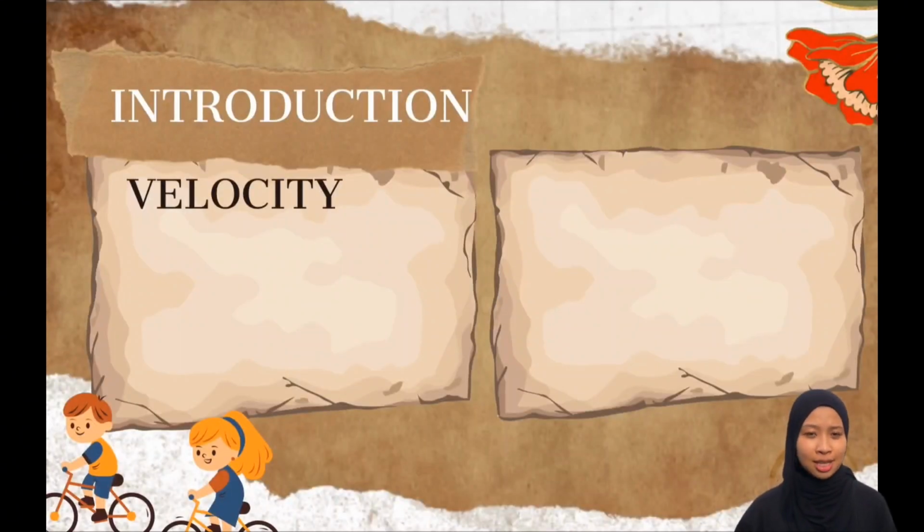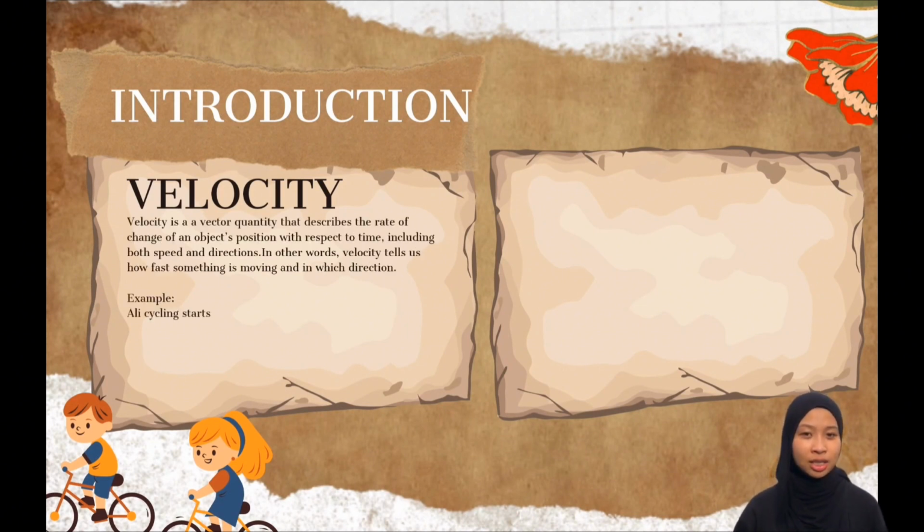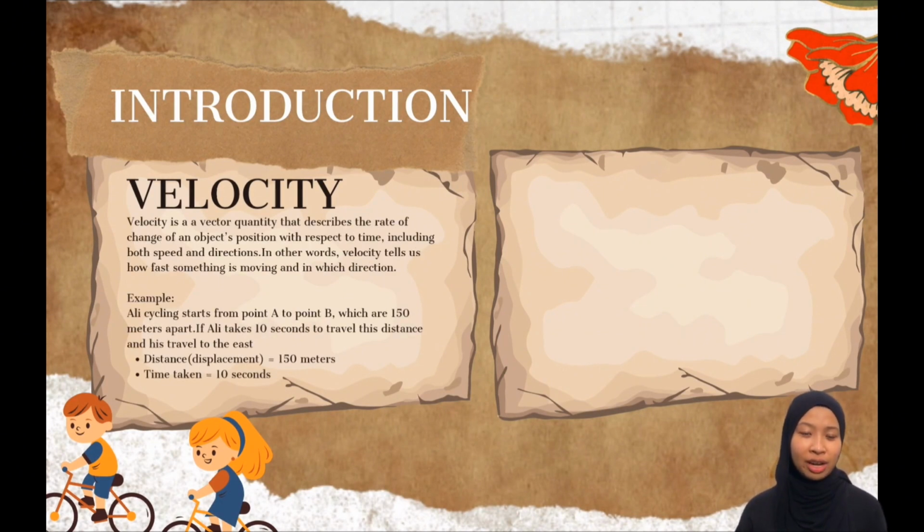Introduction of velocity and acceleration. Velocity is a vector quantity that describes the rate of change of an object's position with respect to time, including both speed and direction. In other words, velocity tells us how fast something is moving and in which direction.